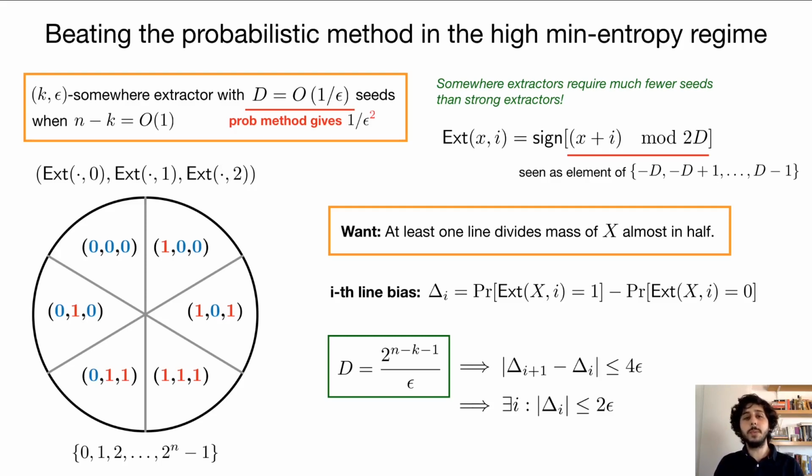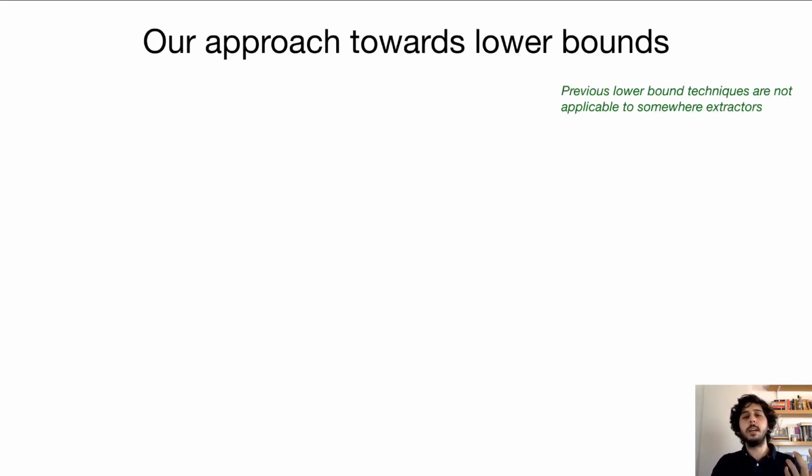Okay, so now that we have this somewhere extractor with 1 over epsilon seeds, the natural follow-up question is whether we can do much better than this or whether this is already close to optimal. So in order to answer this, we will study lower bounds on the minimum number of seeds. And one thing that we should note is that previous lower bound techniques are not applicable to somewhere extractors because they are highly tailored to settings where the output is uniform with high probability over the choice of seed, as was the case for strong extractors. So we need a new approach towards lower bounds, and this is what I'm going to describe here.